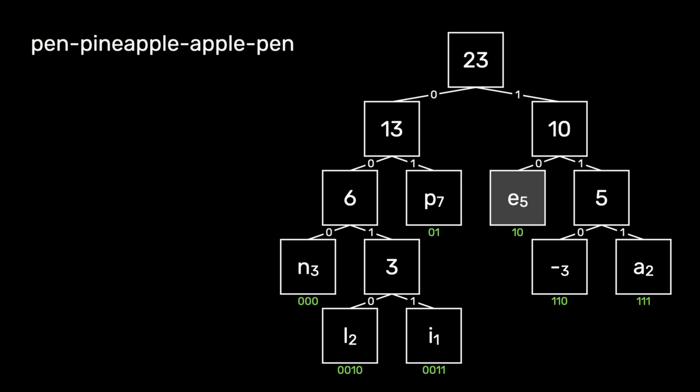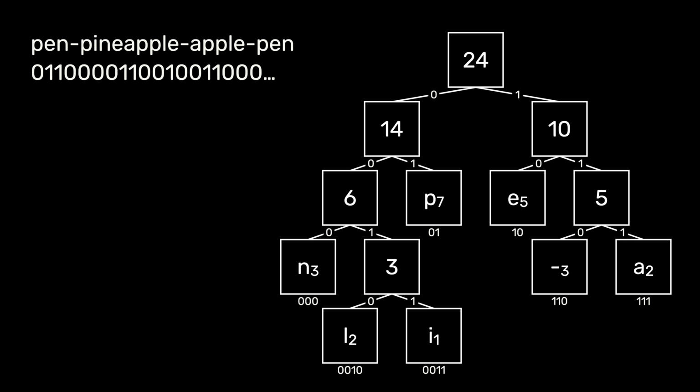Let's compress our message now. P is 01, E is 10, N is 000, and following the same procedure for all symbols, we get the compressed bits. Now, to decompress the bits, we start at the root, read bits, and traverse through the tree.